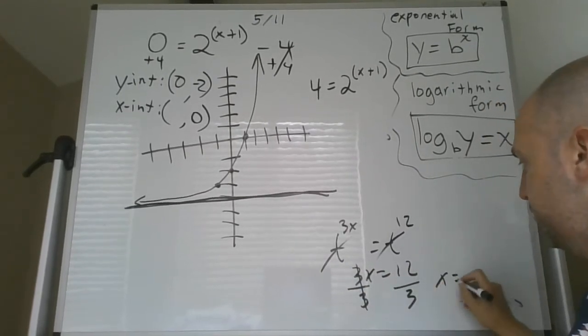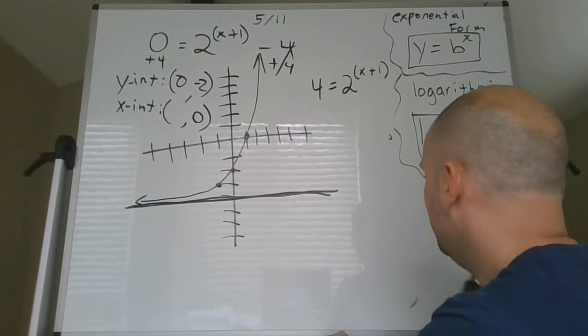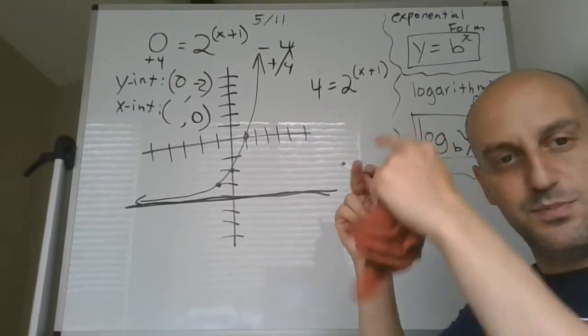Divide by 3, x equals 4. Simple. Okay. So why am I telling you that? Well, if the bases are the same, you can just make the exponents equal to each other.